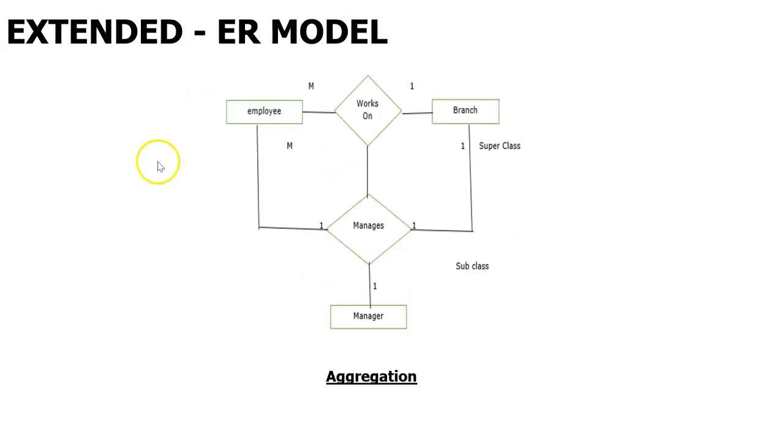Another example is also there. You can see that employee is there, branch is there, and employee works on the branch. You have another entity, because an employee can also be a manager, and the employee is also working in the branch. Now the manager has some relationship with that, right? That also you have to connect. So again two different relationships are being linked together, and this process is called aggregation.